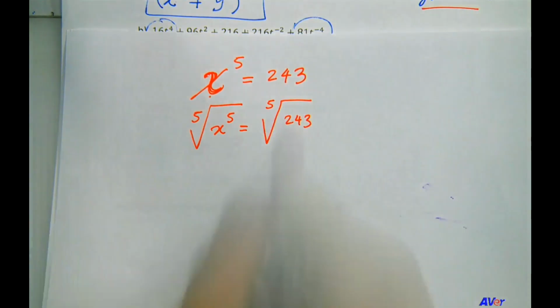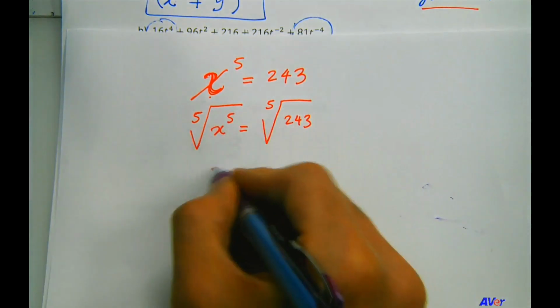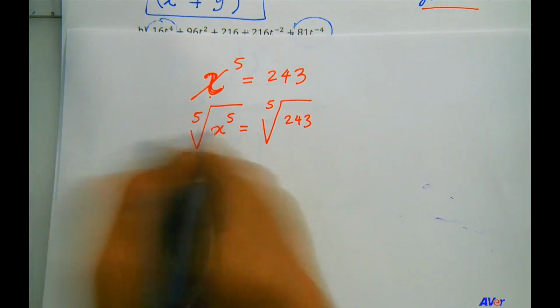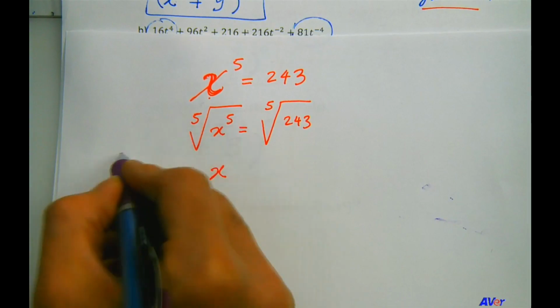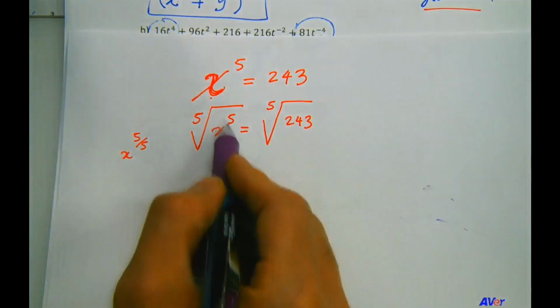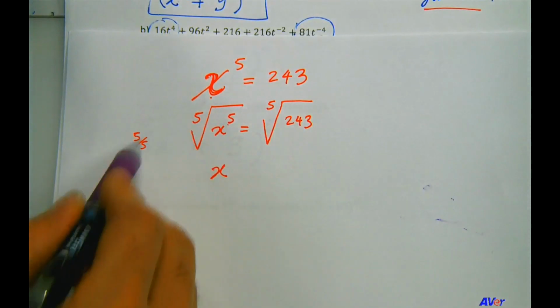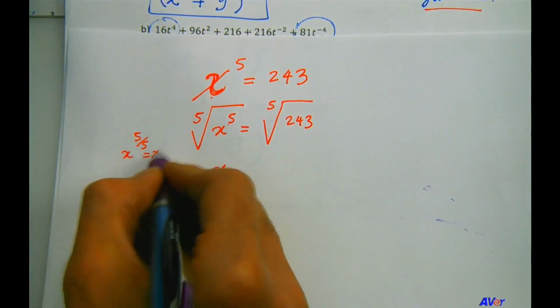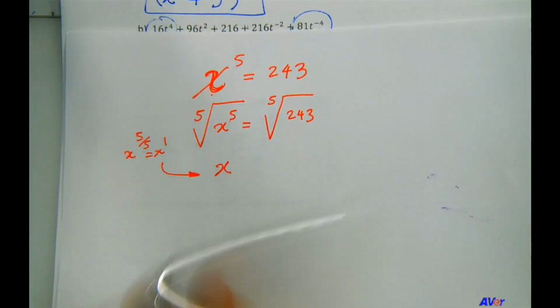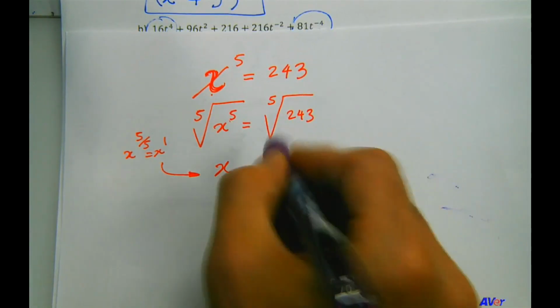Right? Now on the left, things are easy. X, right? This and that cancel each other out, because it's the 5th root of x to the 5th, which is x to the 5 over 5 power. This 5 divided by that 5. But that's x to the power 1, which is x. Okay?